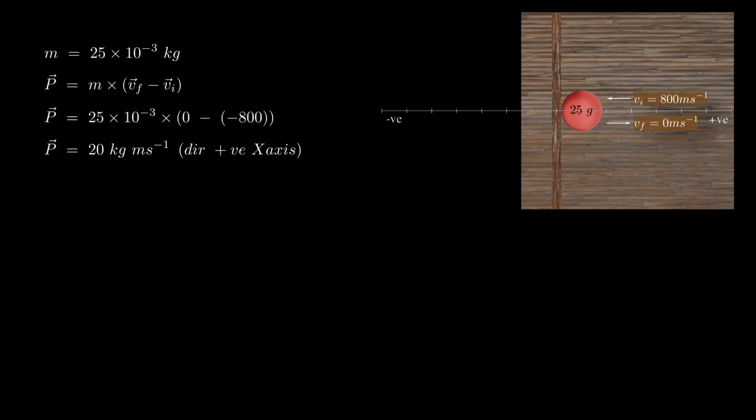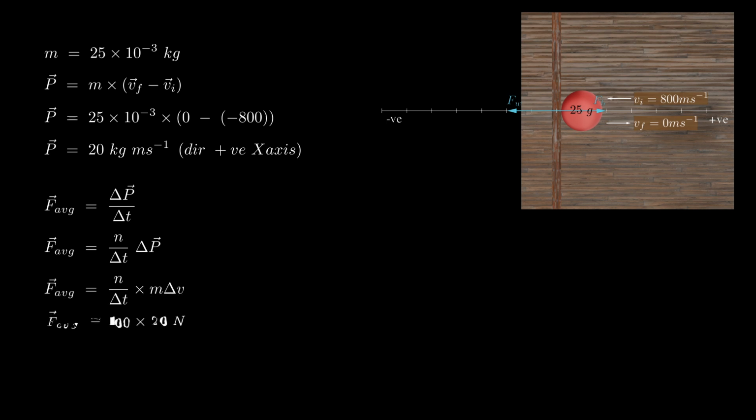The force applied to the wall is given by the rate of change of momentum. Since the dispenser fires at a rate of 100 cannonballs per second, the rate of change of momentum is calculated by multiplying the change in momentum of a single ball by the number of balls colliding with the wall each second. Substituting the change in momentum and the number of balls striking the wall each second results in a force of 2 kilonewtons, which is the force applied to the wall.